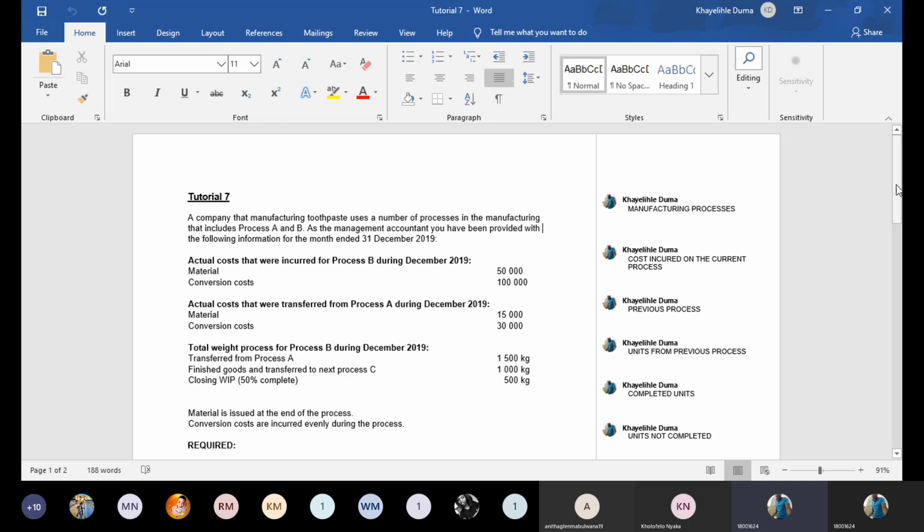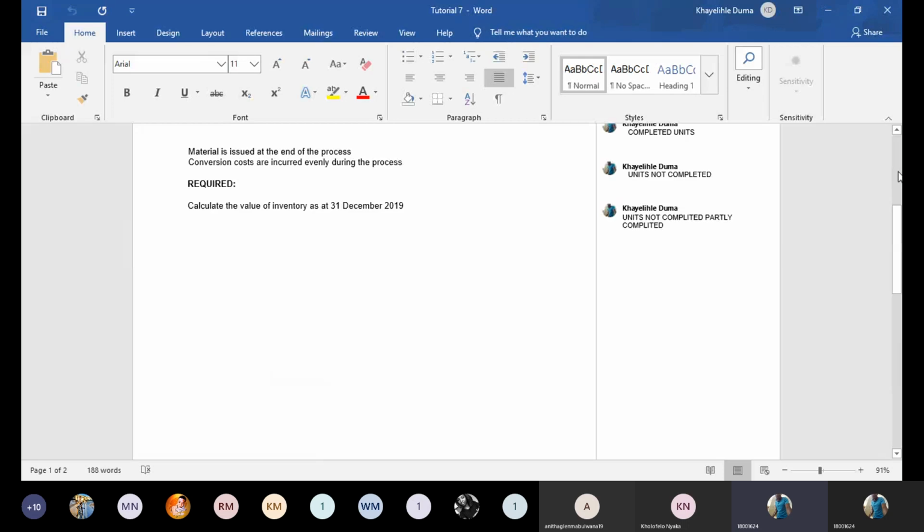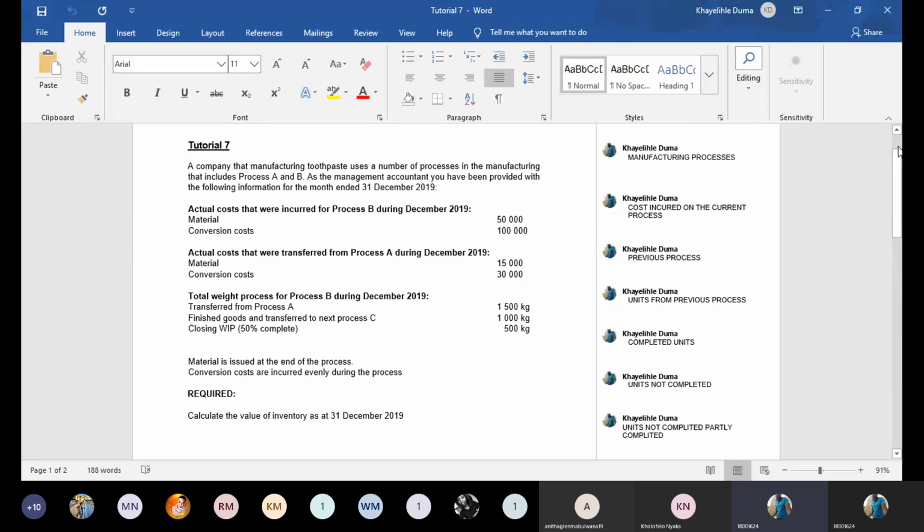So what you must do in the first place is calculate the cost per unit, because you cannot just go and calculate the total cost where you do not have the cost per unit. So how do you do that? I said to you, what you must understand is that from process A, you're going to process B. So the opening balance of process B is supposed to be the closing balance of what was transferred from process A to process B, right?